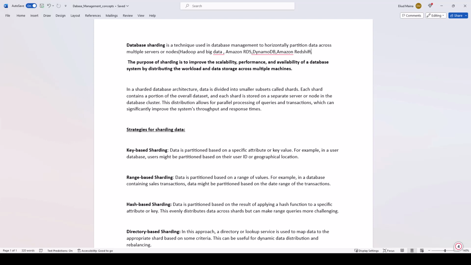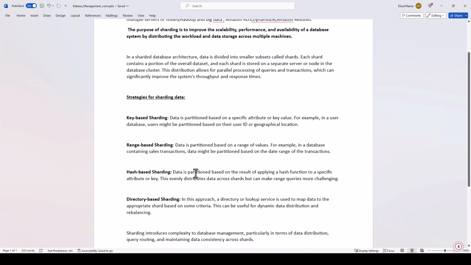So we do have sharding techniques that we use out there, and I can share some of these with you. You can do more research, but just to highlight, we have key-based sharding, which is data partitioning based on a specific attribute of a key. For example, in a user database, users might be partitioned based on the user ID or geographical location. We have range-based sharding, where data is partitioned based on range values. For example, in a database containing sales transactions, data might be partitioned based on the date range of the transaction.